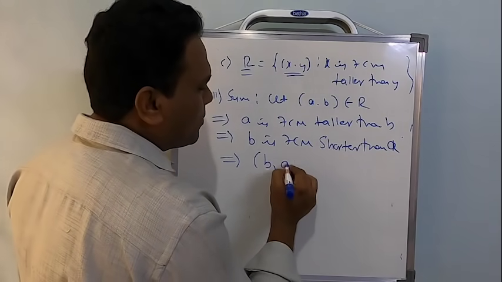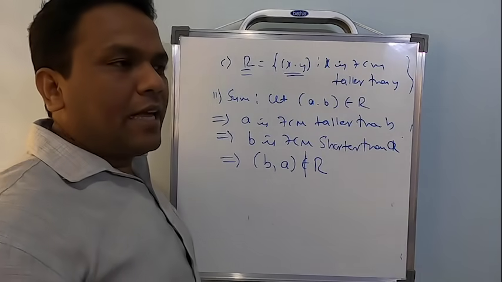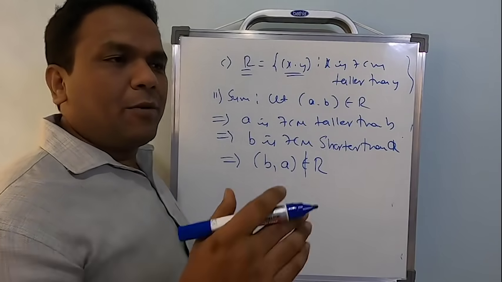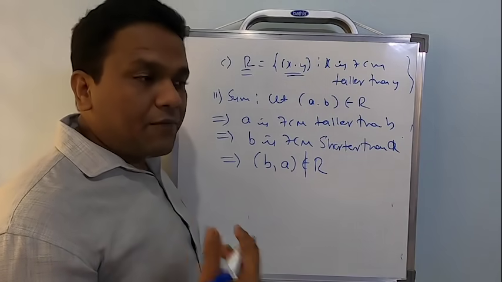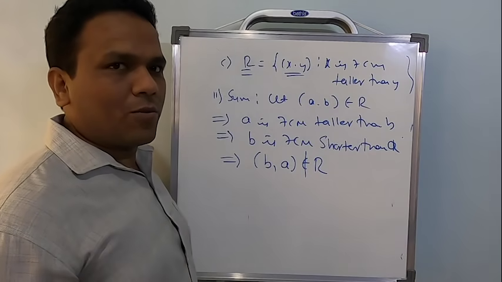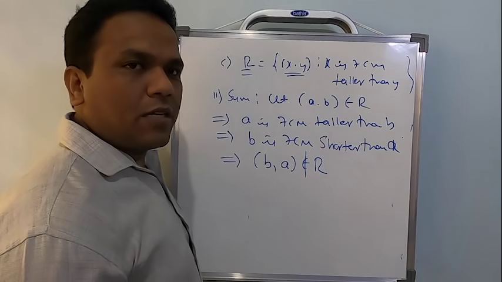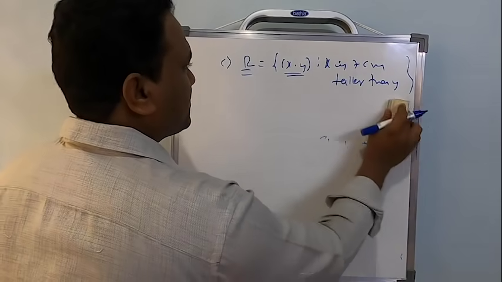So what happens because of this? This says the ordered pair (B, A) does not belong to R. A is 7 centimeters taller than B, but B is actually 7 centimeters shorter. But if it is symmetric, B should be 7 centimeters taller than A. That's not possible. So therefore the relation is not going to be symmetric. Now let's go to the next.